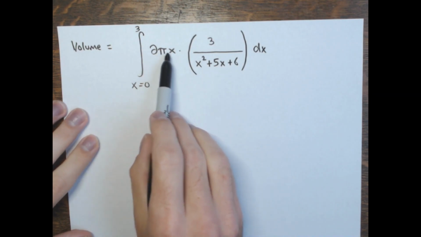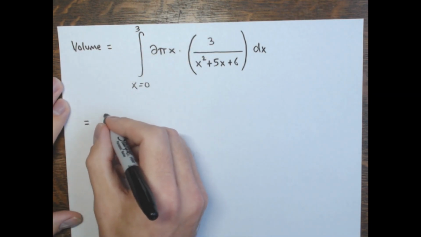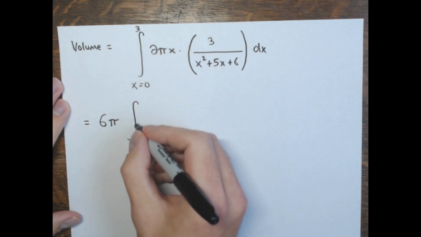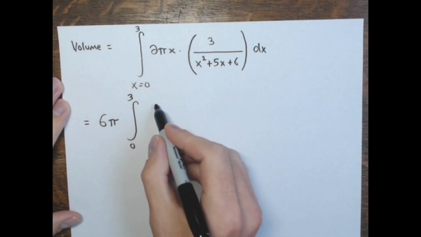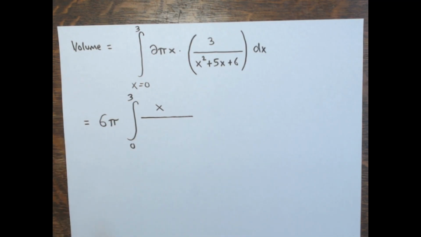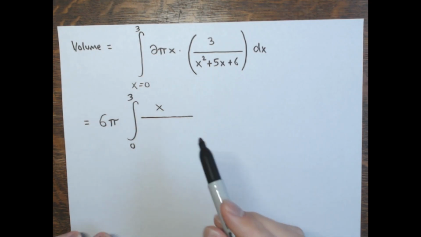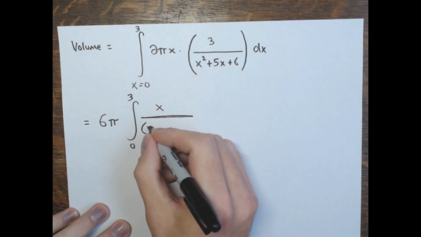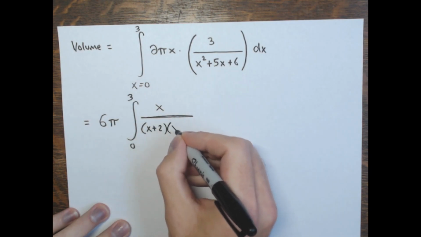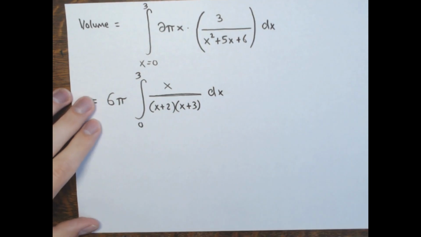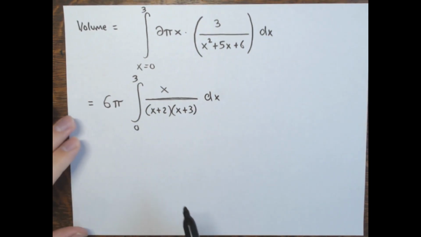So look at this here. We got 6 pi coming out, right? The 3 times 2 pi, integral from x equals 0 to 3 of just x over the denominator, and then again, we'll have a nice proper fraction. So I wanted to factor my denominator completely. And this factors nicely to x plus 2 times x plus 3. And now let's take this proper fraction and write our partial fraction decomposition.